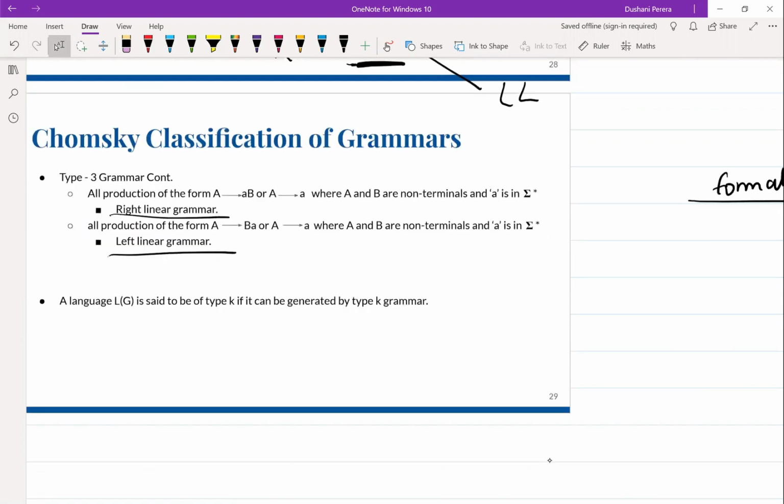All the productions are of the form A implies aB. Your non-terminal is towards your right.